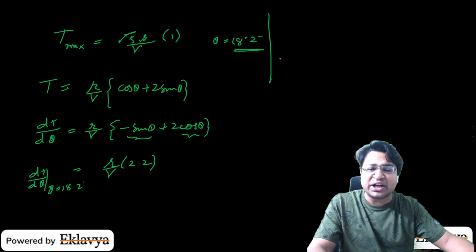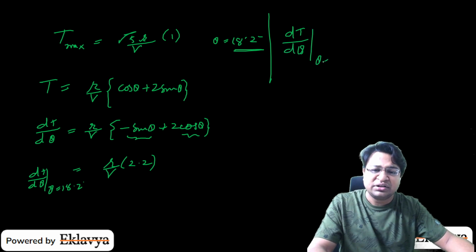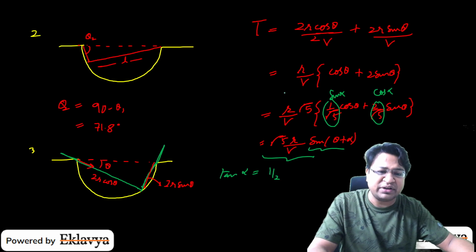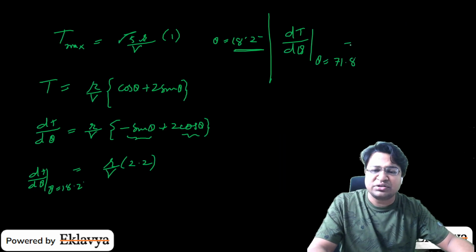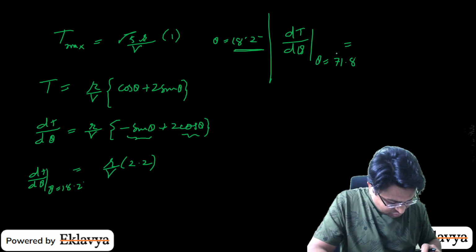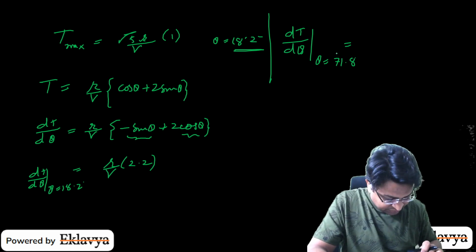So let us check the value of dt by d theta at theta equal to 71.8 degrees. Did I put the angle correct? Yeah, 71.8, right? So if I check that, what value do I get? I get 2 times cos 71.8 actually.